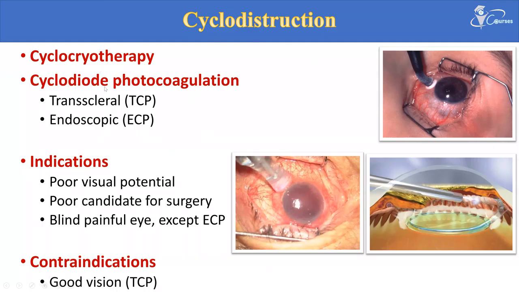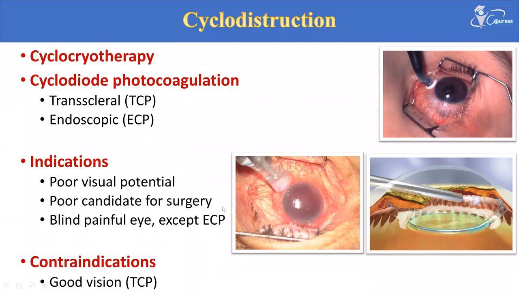Another way is called cyclodiode photocoagulation, which can be done transsclerally from outside. By application of the diode laser over the ciliary body, this is an infrared longer wavelength laser that will cause damage to the ciliary body, or we can do it by endoscopic cyclophotocoagulation, doing laser burns over the ciliary body from inside.